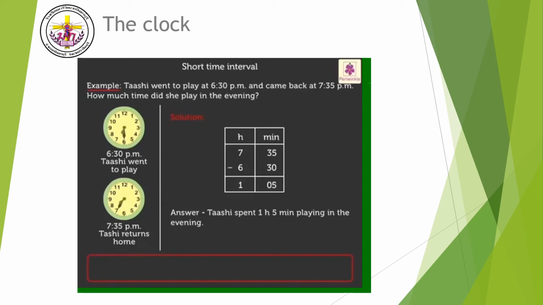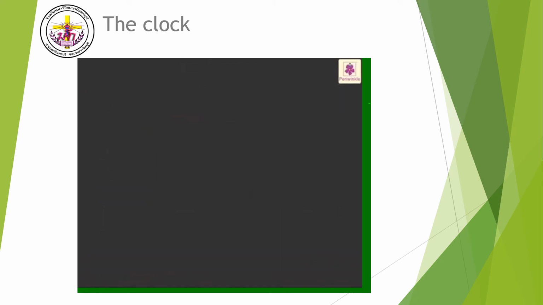Kids, note that the time interval for activities that get over within a few hours is called short time interval. Now, let's see how to find the larger time intervals, that is, when an activity starts at one time of the day, that is, AM or PM, and ends at other time of the day, that is, PM or AM, respectively, within 24 hours. Let's understand it with the help of an example.